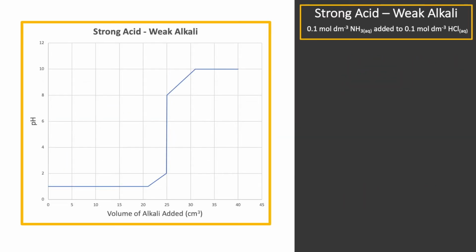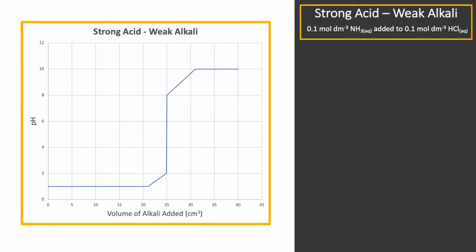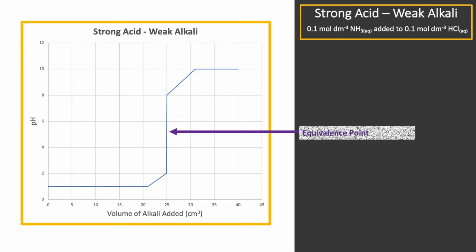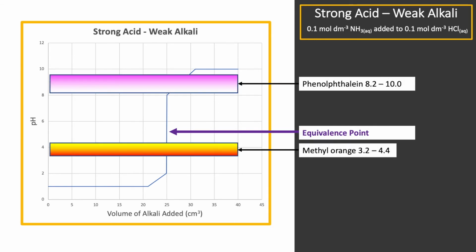Strong acid, weak alkali now. And again, we can see that we have very little change, but then a more gradual change once we've got excess alkali. And the alkali here we are using is ammonia solution. Here are our two indicators and our equivalence point. So we can see methyl orange and phenolphthalein. Phenolphthalein, of course, is no good here because it changes colour above the sharp change. And so methyl orange would be the one that we would use. And again, we would titrate until it is orange.